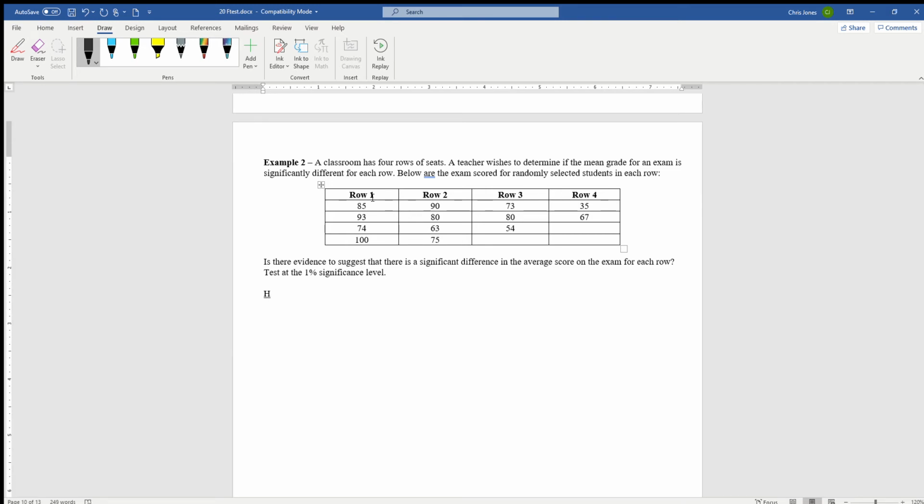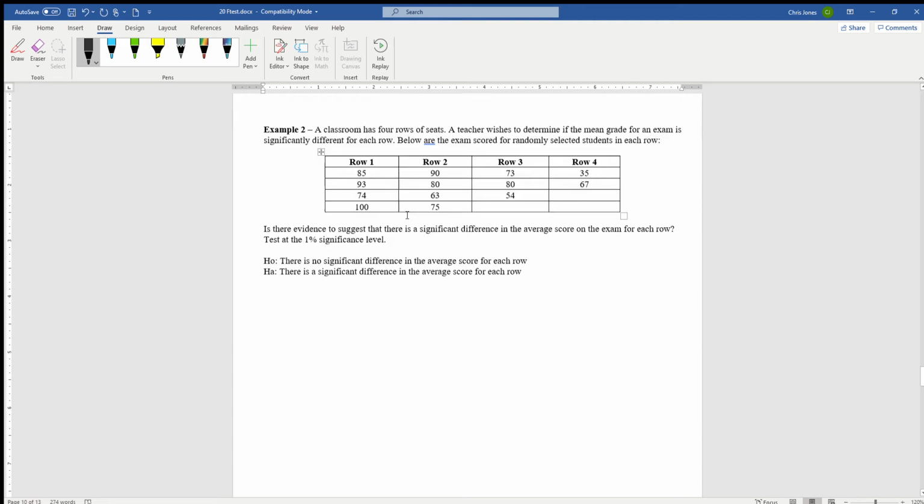The null hypothesis assumes that there is no significant difference in the average scores. So we're going to say that there is no significant difference in the average score for each row. And of course the alternative is that there is a significant difference in the average score for each row.